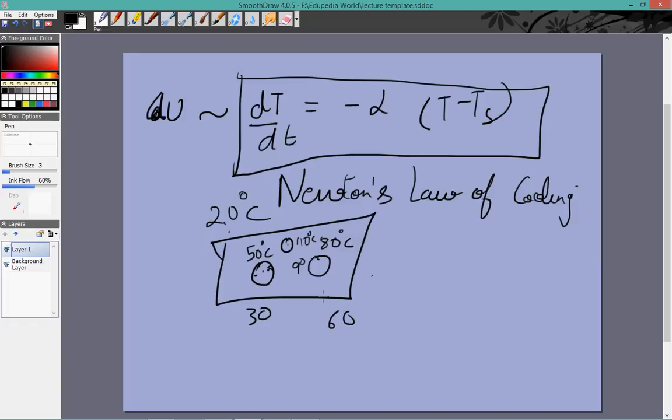Now again, this is not exactly valid because 50 minus 20 is 30, which is not a small number, but this is technically only valid for T minus Ts to be quite small.